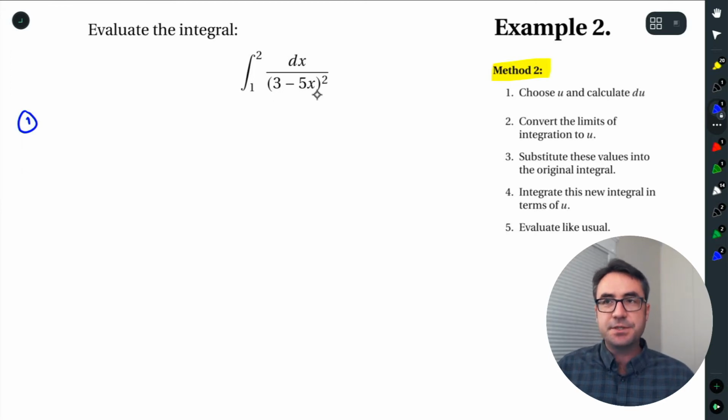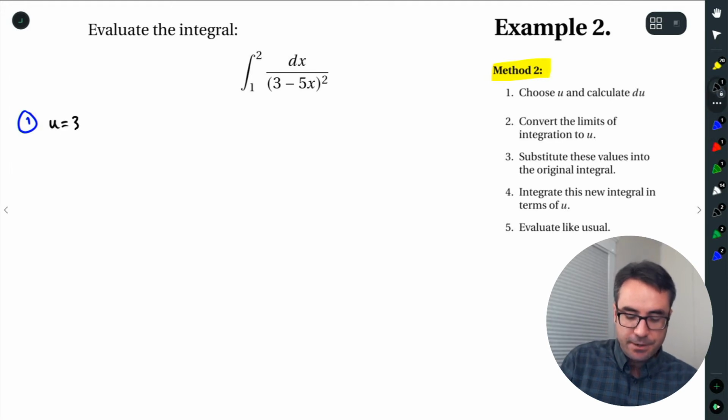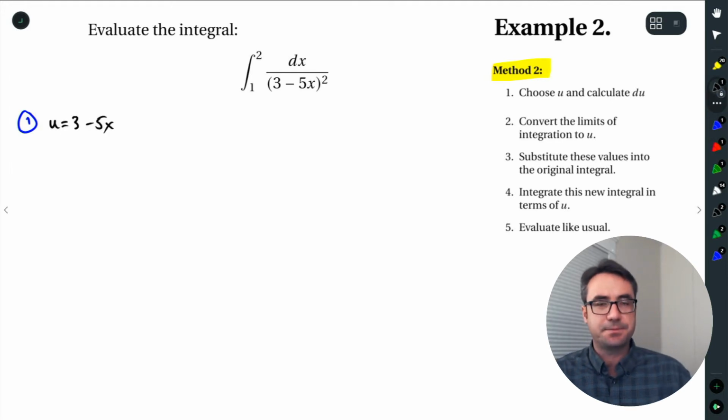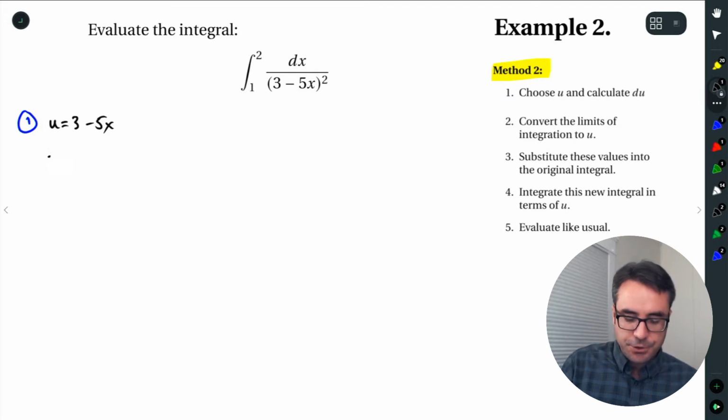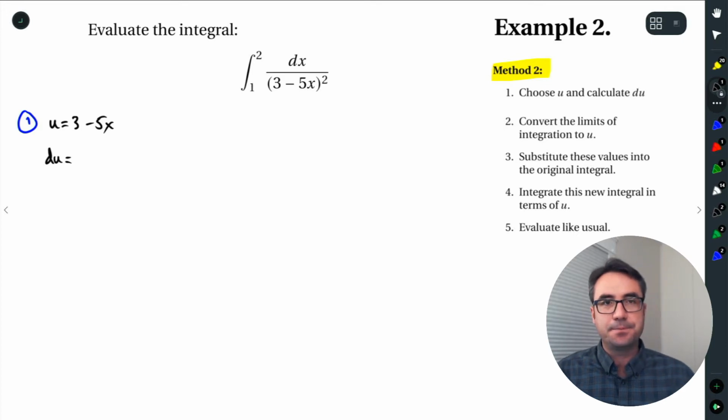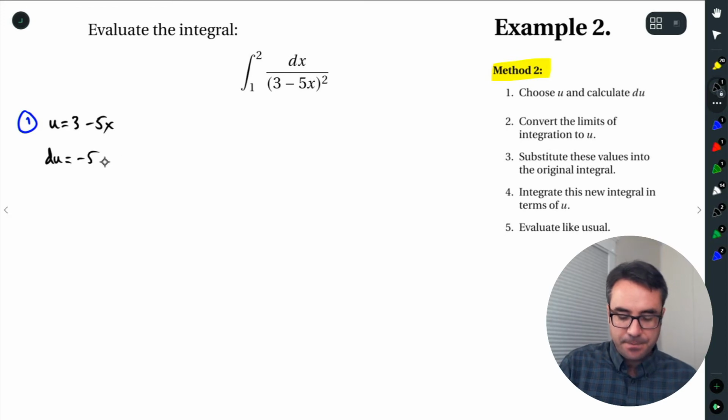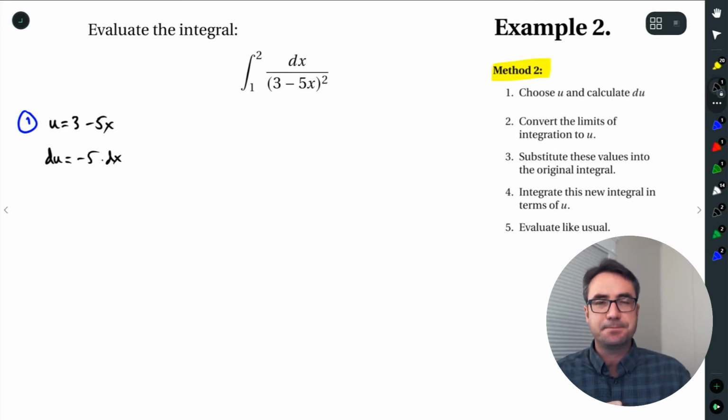We want to choose u and calculate du. Well, we see parentheses. We see this 3 minus 5x all inside this power function. So we're going to let u equal that inner function, 3 minus 5x. If you see parentheses and there's something complicated inside the parentheses, a lot of times that's what we should pick for u. All right, so once we choose u, then we calculate du. So what's the derivative of 3 minus 5x? Well, that's negative 5. And then we multiply that by dx. All right, so that's the same first step.